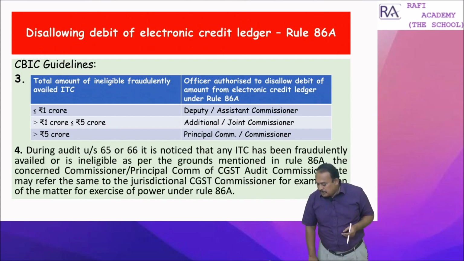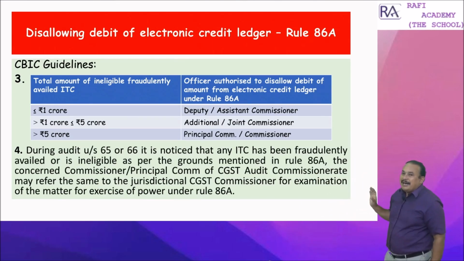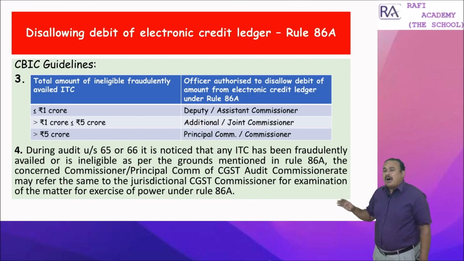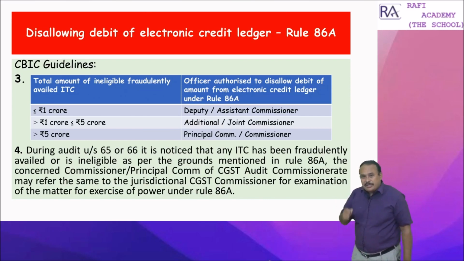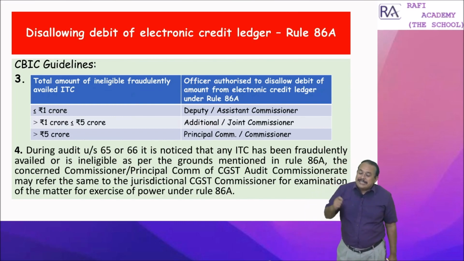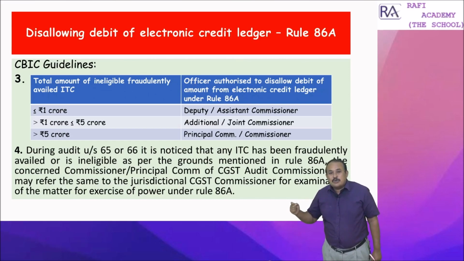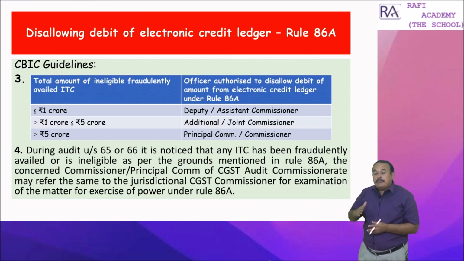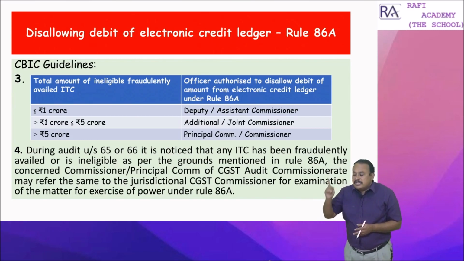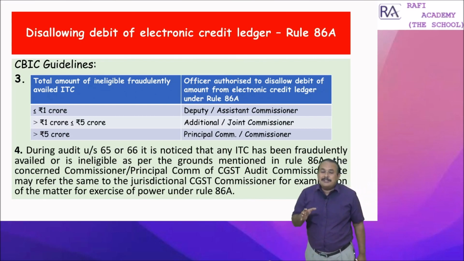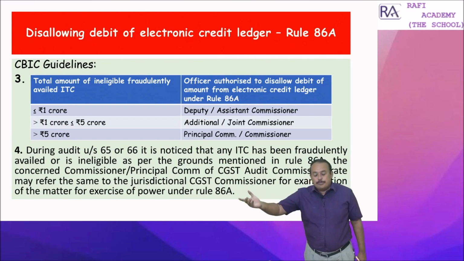Further, during audit under Section 65 of the CGST Act, maybe departmental audit, or under Section 66 of the CGST Act, audit by a practicing chartered accountant or by a practicing cost accountant. During that audit, it is noticed that any input tax credit has been fraudulently availed or is ineligible as per the grounds mentioned under Rule 86A. The concerned commissioner or the principal commissioner of the CGST Audit Commissionerate may refer the same to the jurisdictional CGST Commissionerate for examination of the matter for exercise of power under Rule 86A to protect the interest of the revenue, in simple terminology.